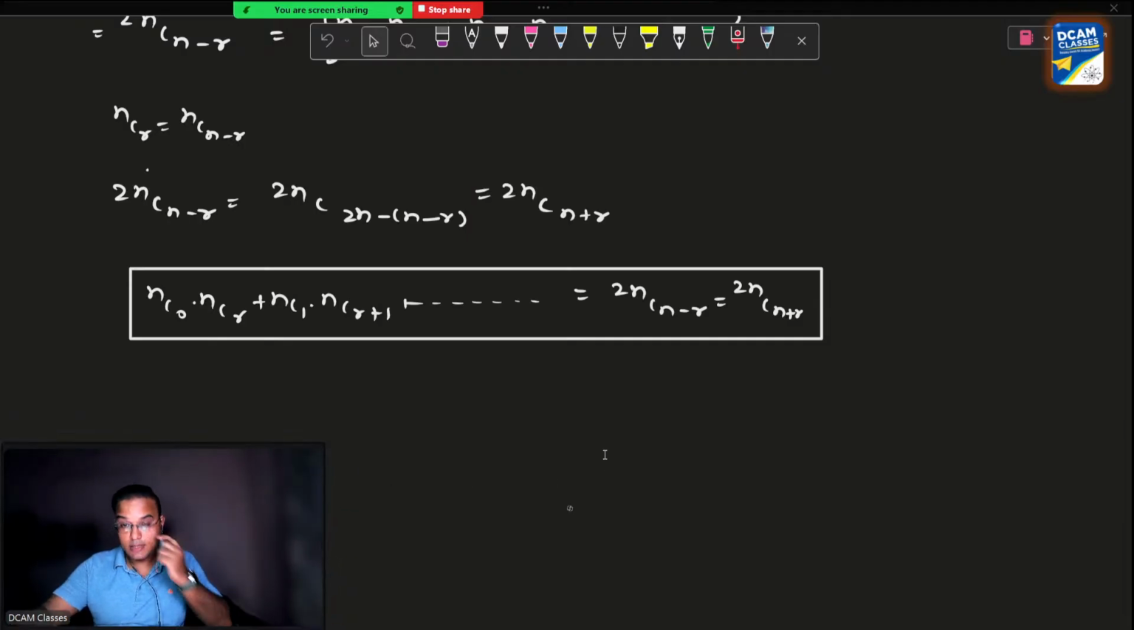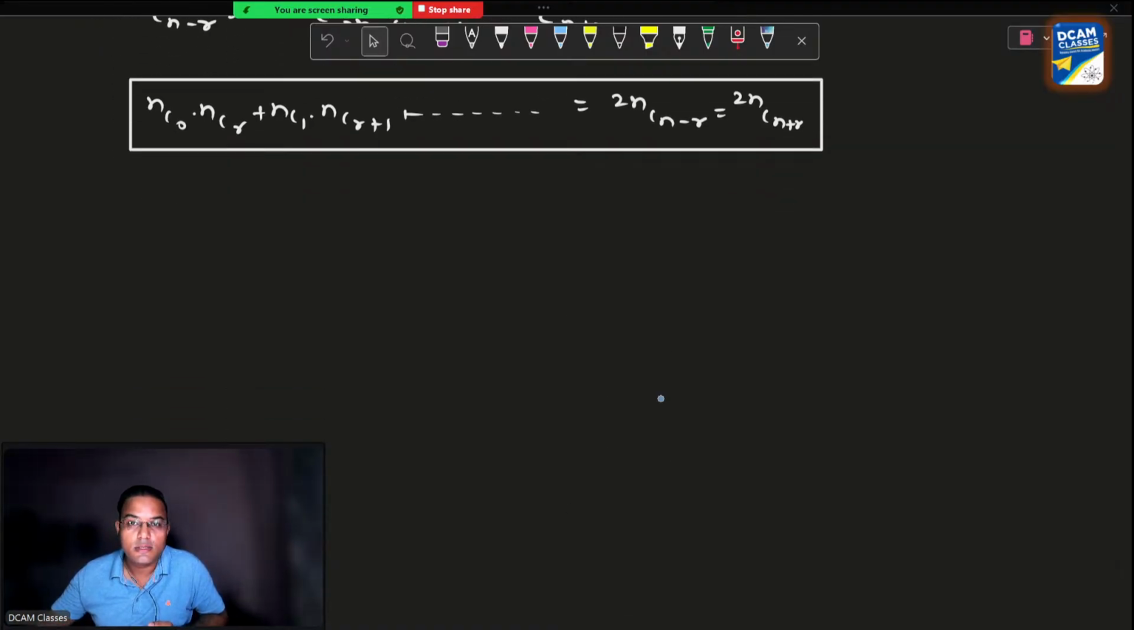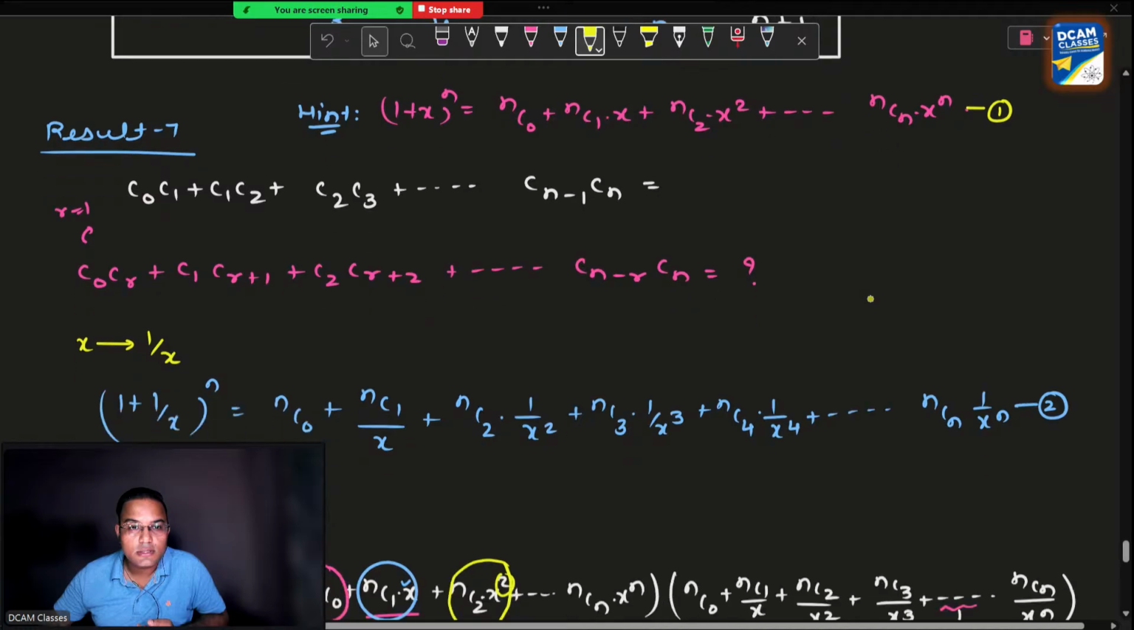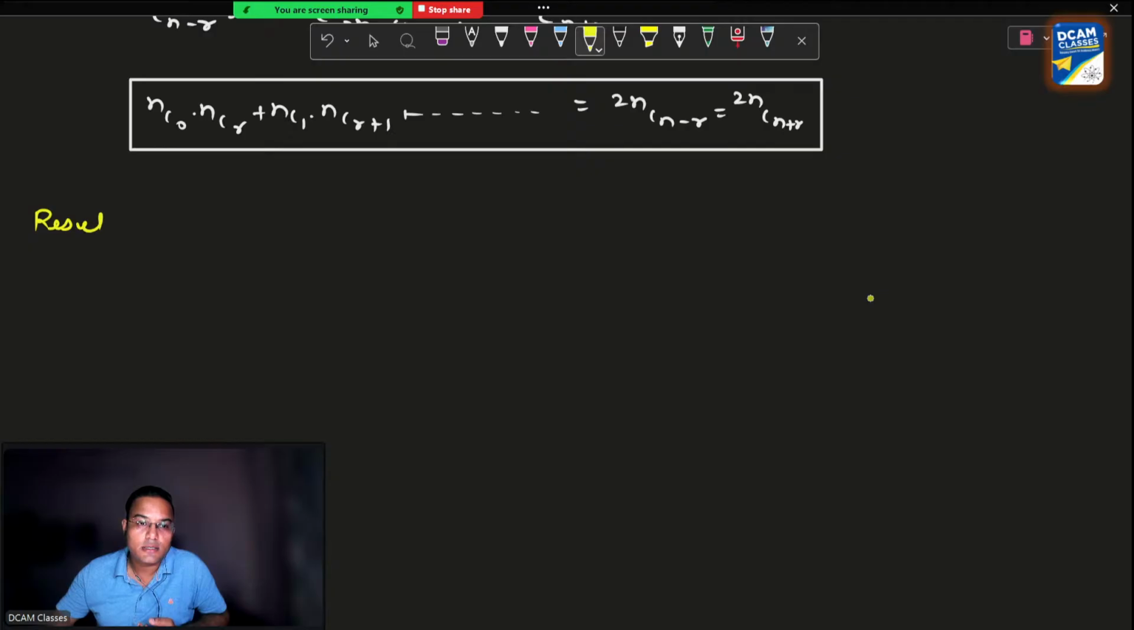Can you give me the result of this one? This is one more result. Then we'll solve the questions on this. This is result 7. Let's do result 8. C0 square plus C1 square plus C2 square and so on up to Cn square. What should be the answer of this?